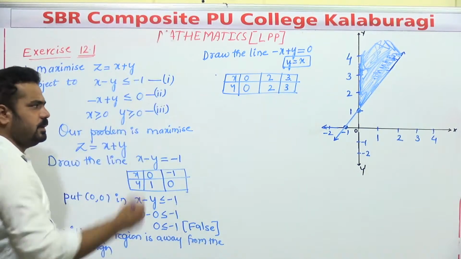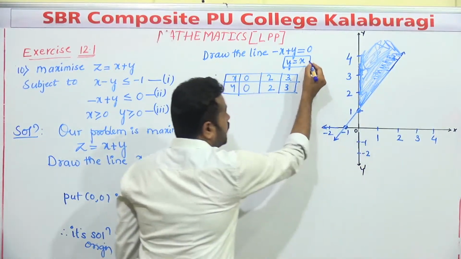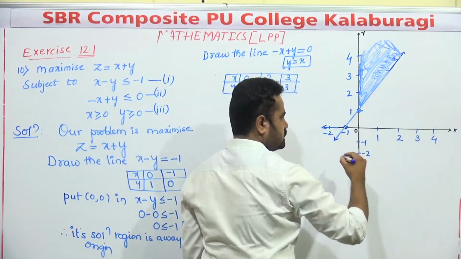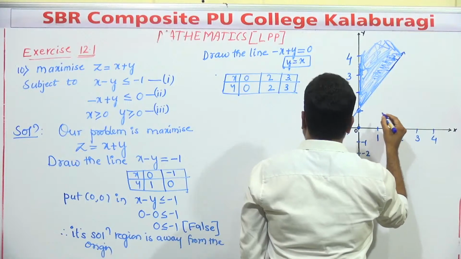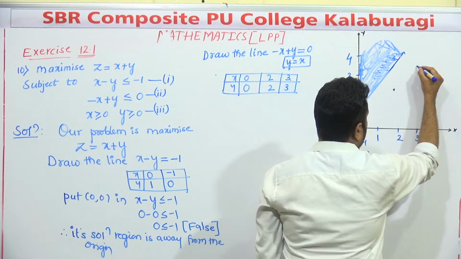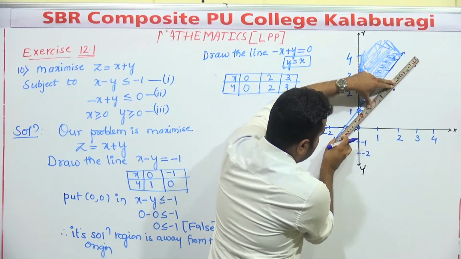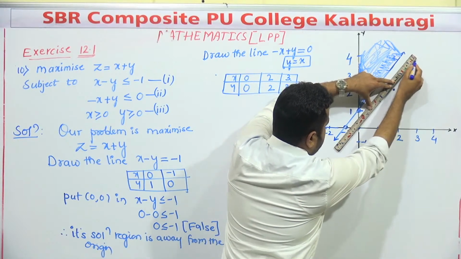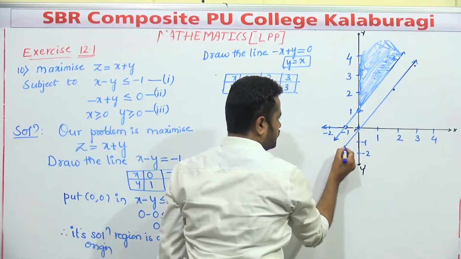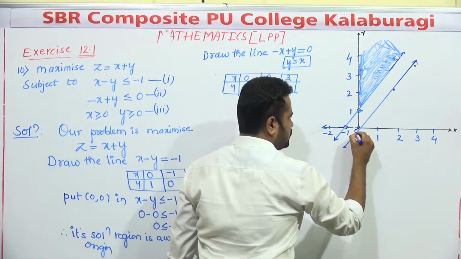You can take 2 points or 3 points. Minimum we want 2 points. Remember, if any equation is in the form y equal to x, it is a line passing through the origin. This is 0, 0. Next is 2, 2. Next 3, 3. We get the line like this. But this line is passing through the origin.